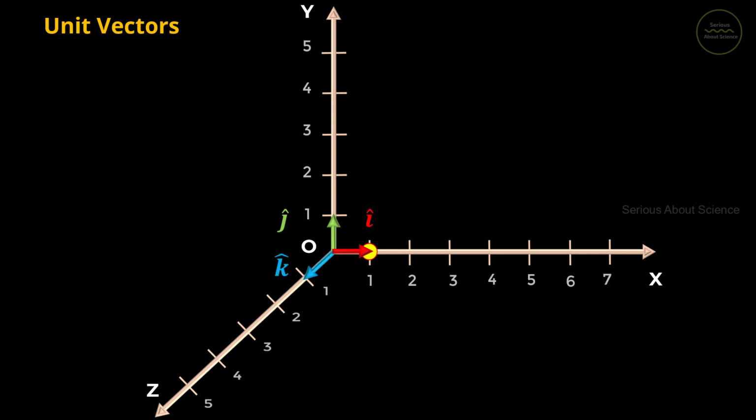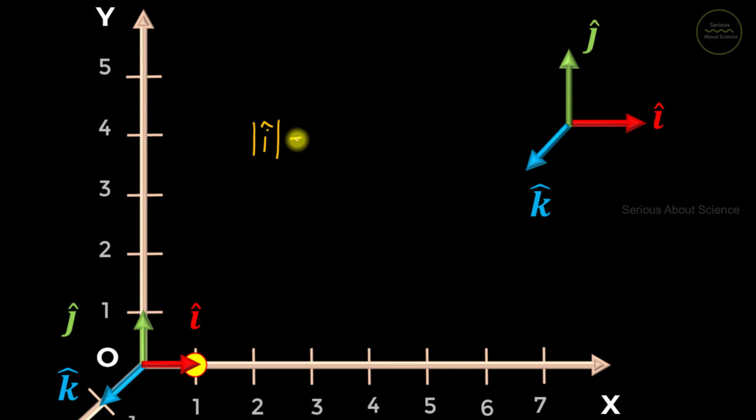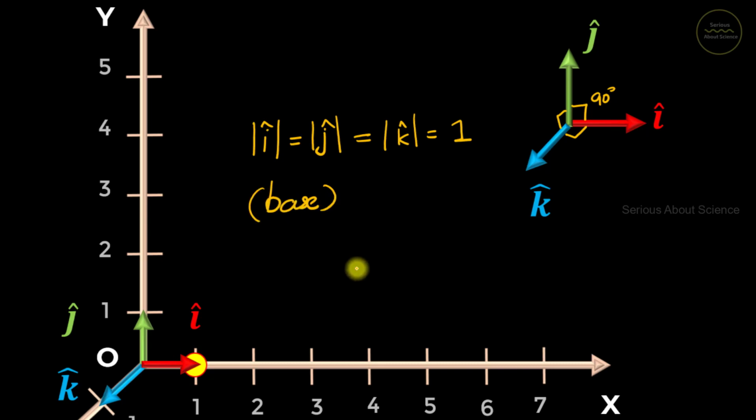So i, j, k are nothing but unit vectors which point along the x, y and z-axis, and all of them have magnitude 1. That is, magnitude of i cap is equal to magnitude of j cap is equal to magnitude of k cap equal to 1. And if we look here, all these vectors have an angle of 90 degrees between them. Now here we selected a distance of 1 unit. In case it is more than 1 unit also, we can express that vector in terms of unit vectors. Unit vectors form a base for all the representation. For that reason, they are also known as base vectors.